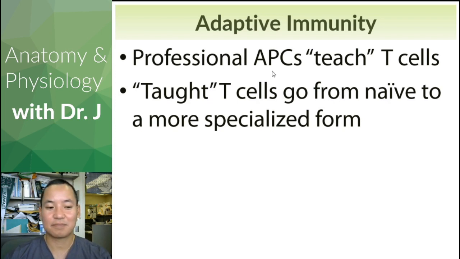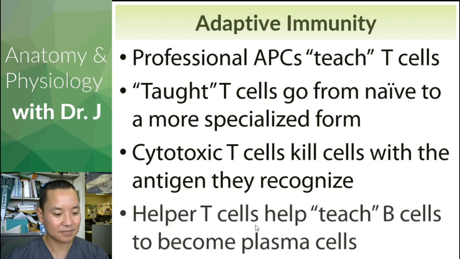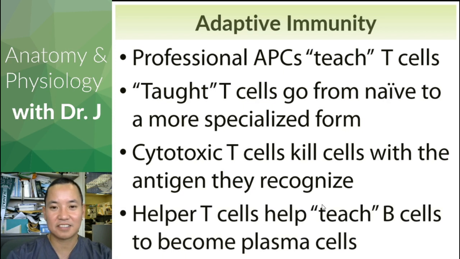Once they bind an antigen, they become activated, and they can either become cytotoxic T cells or helper T cells. And cytotoxic T cells, these are specific compared to NK cells, which are all-arounders. Cytotoxic T cells recognize only one antigen, and they kill anything that has that antigen. And helper T cells, these are like your support classes. They're there to help teach B cells, but also help things like macrophages and other cytotoxic T cells.